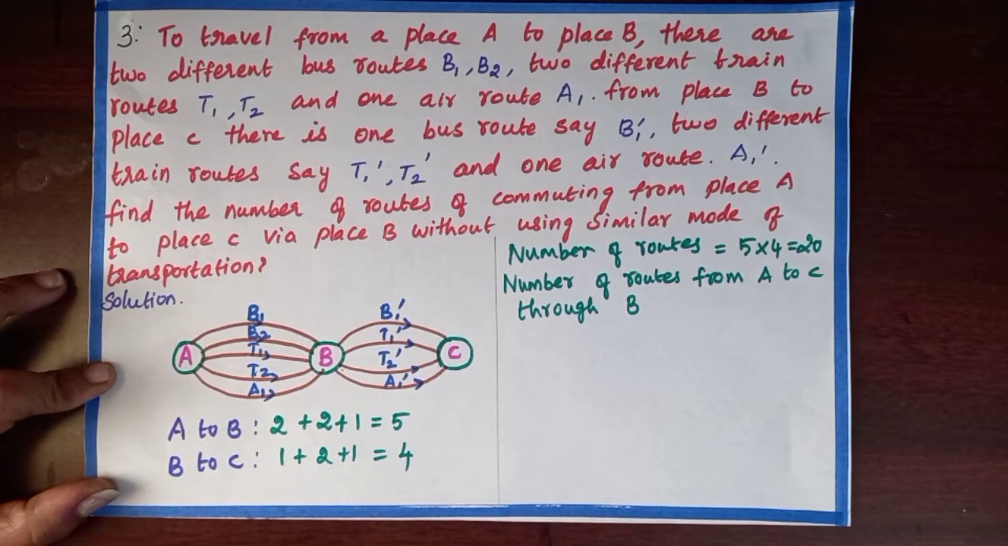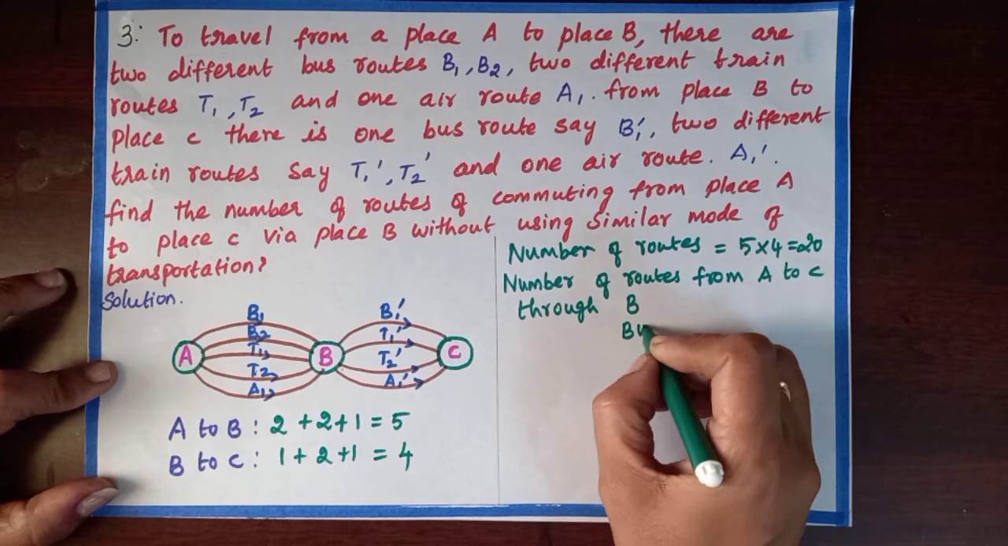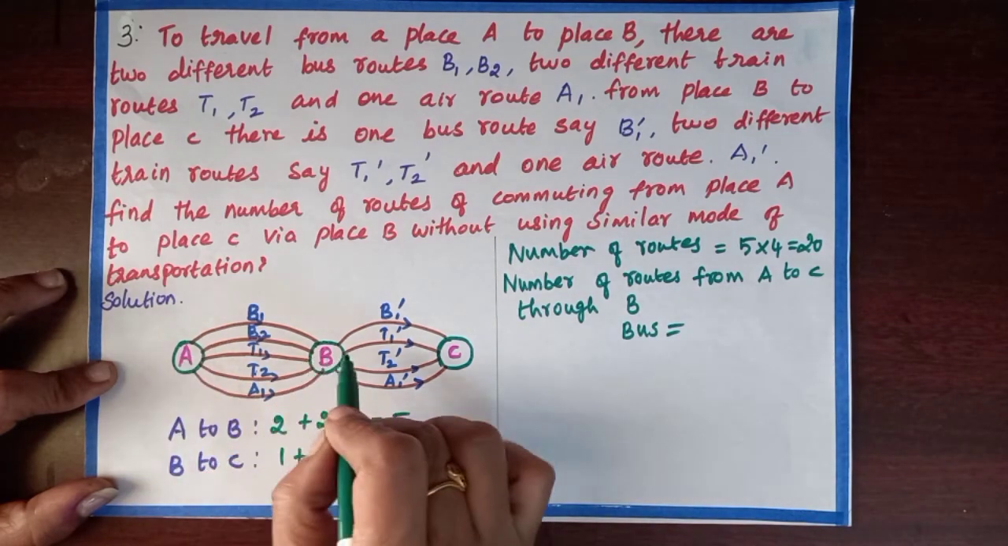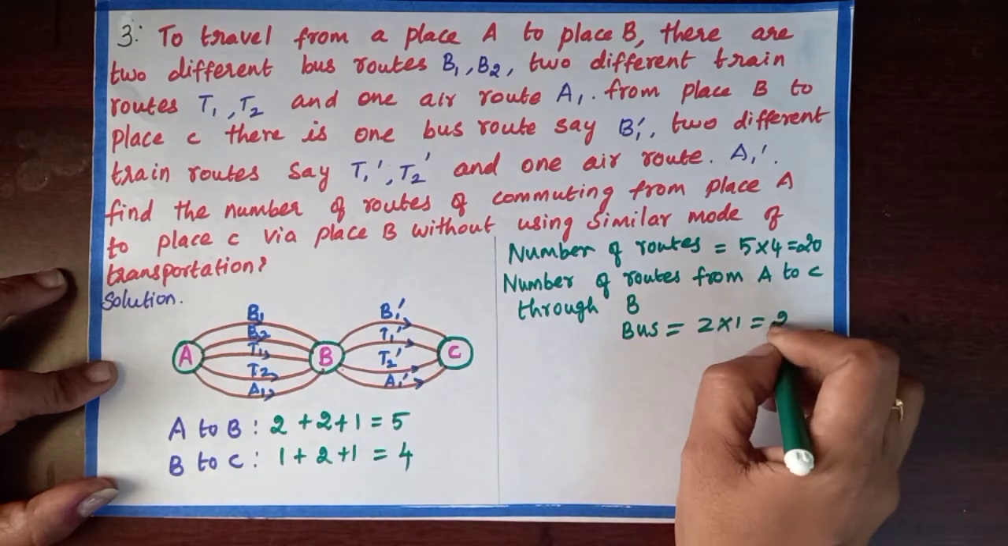But the condition is one should not use the same mode of transport. Therefore, we have to subtract each route's number of routes from A to C through B. Bus: we have A to B is 2 routes, B to C is 1. 2 into 1 is equal to 2.